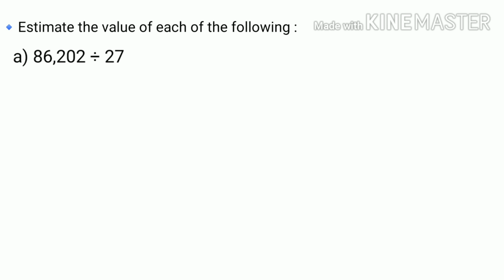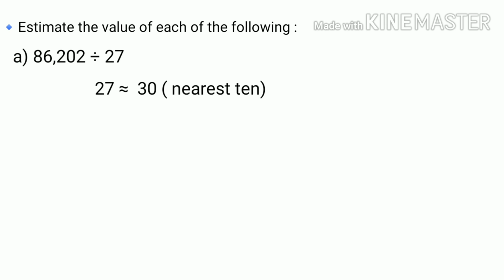Number A, 86,202 divided by 27. Here first we will round off 27 to the nearest 10. When we round off 27 to the nearest 10, we get 30. Now we will round off 86,202 to the nearest multiple of 30.